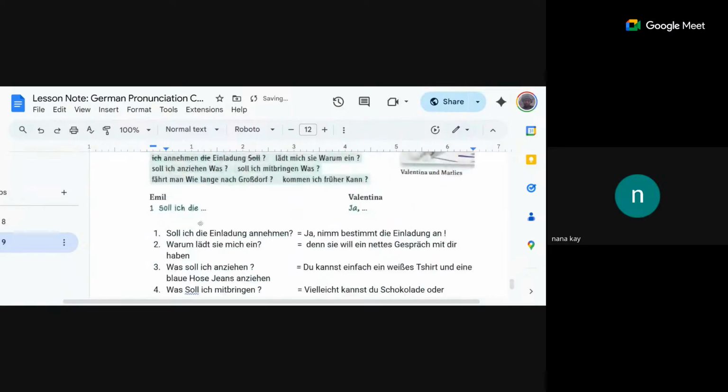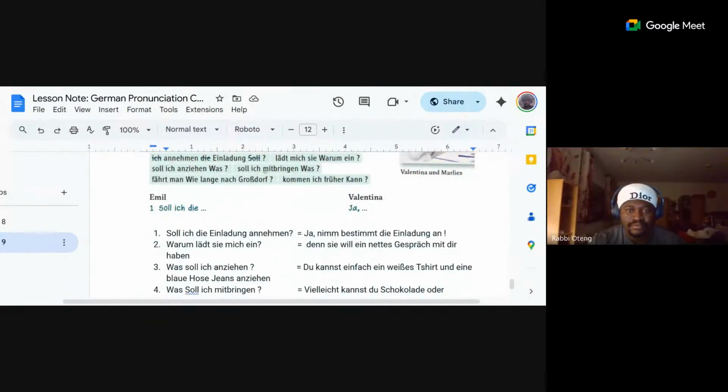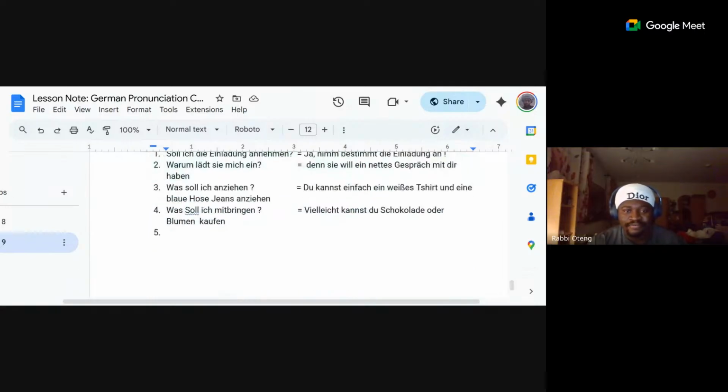Kann ich rüberkommen? Wie lange fährt man nach Großdorf?